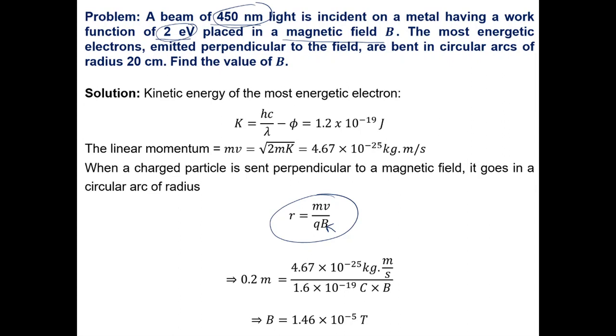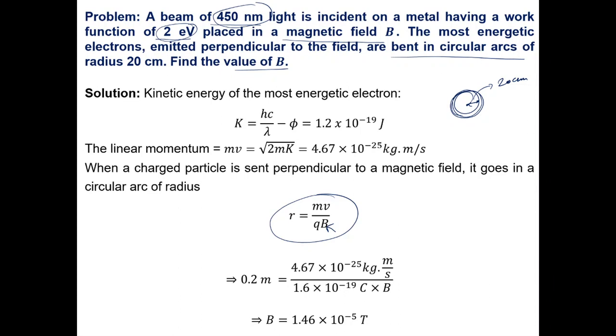Now you know that the most energetic electrons, when they are emitted perpendicular to the field, will be bent in a circular arc. So you have these electrons and you have a magnetic field, so these electrons will start revolving, and this radius is given as 20 centimeters. Now you have to find the value of B.